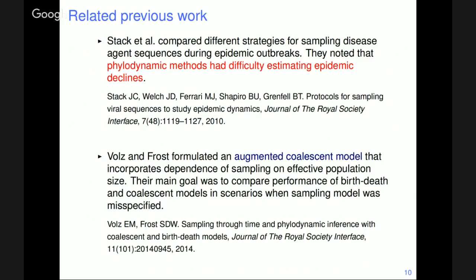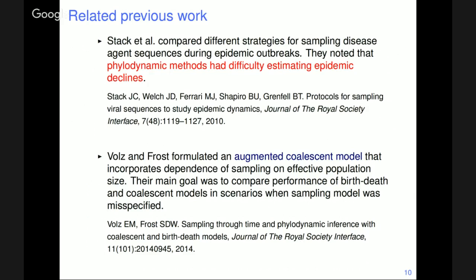And so they were interested in what happens if you misspecify your sampling model, how robust the birth-death approach is to the modeling specification of the sampling distribution of your sampled sequences. But also, while doing that, they actually constructed what they called an augmented coalescent model, which includes sampling, like the sampling density, which is almost exactly what we're going to do, with the main difference that they looked only at a parametric exponential growth type of scenario, and we're going to look at it from a non-parametric point of view.